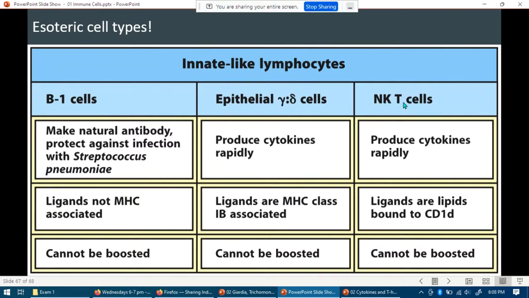And then there's the invariant natural killer T cells. These are also a source of rapid cytokine production. Their ligands are CD1 proteins that have been loaded with lipids derived from pathogens. They cannot be boosted. So for all of these different cell types, they can't do one of the most amazing things that the adaptive immune response can do. They cannot give you memory. They don't give you a memory response. So when you're exposed to the same pathogen again, you have the same magnitude of a response against it when it's coming from these cells, okay?